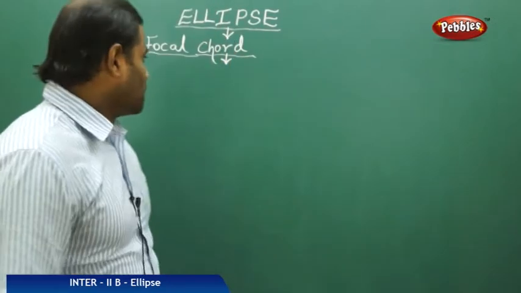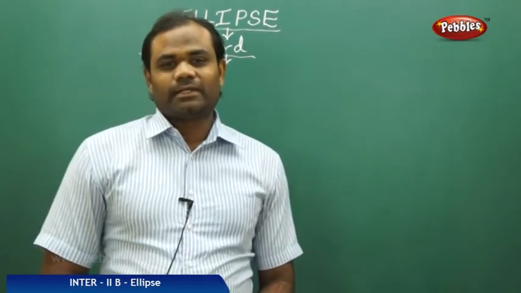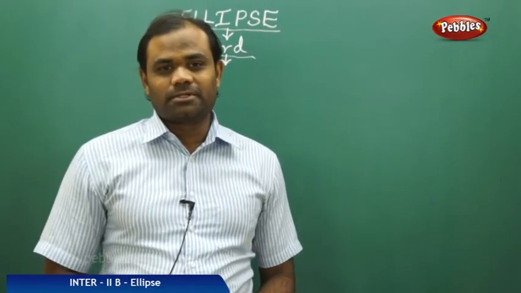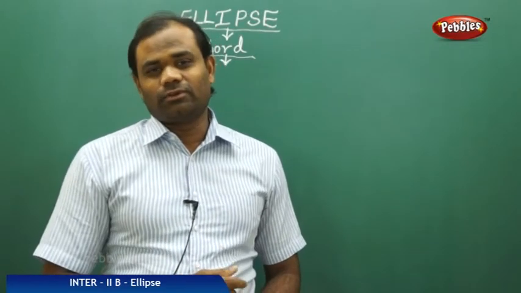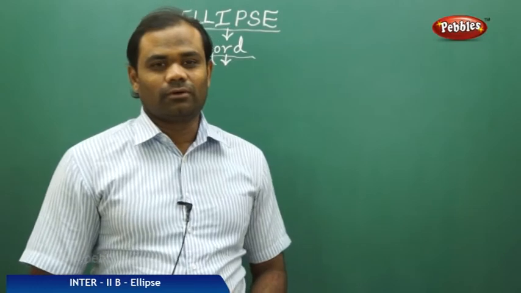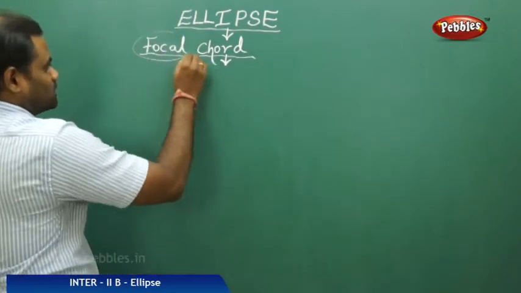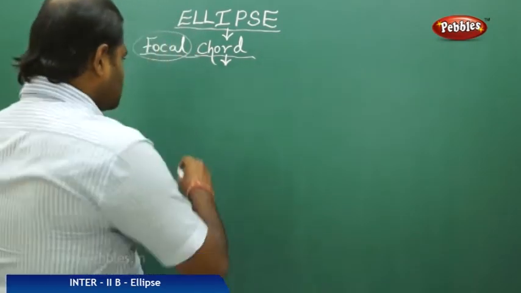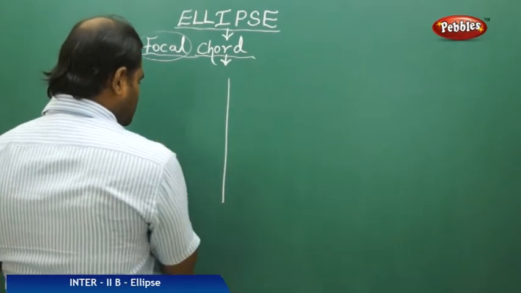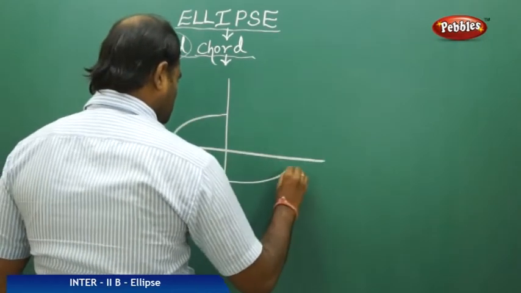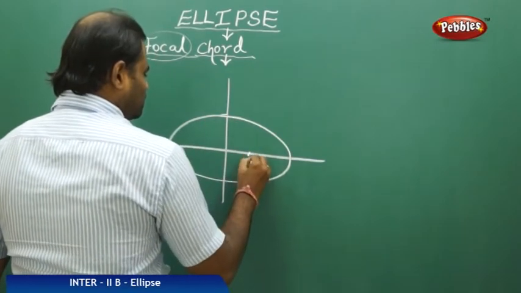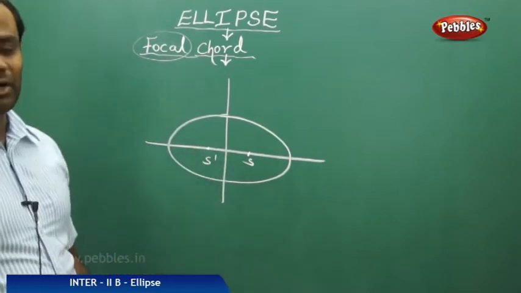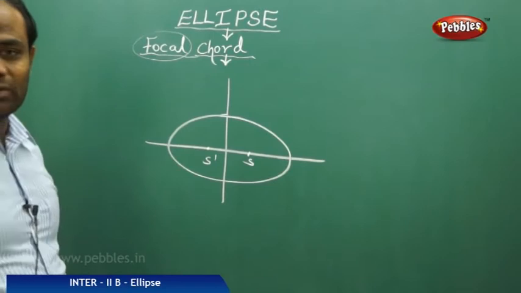The next is the focal chord. So what is a focal chord? As you have seen, a chord is the line segment joining any 2 points of the ellipse. That line segment, if it passes through one of the foci, is called a focal chord, because the word focal itself refers to the chord passing through the focus. Now, as we have 2 foci S and S dash for the ellipse, a chord which passes through either S or S dash is called a focal chord.